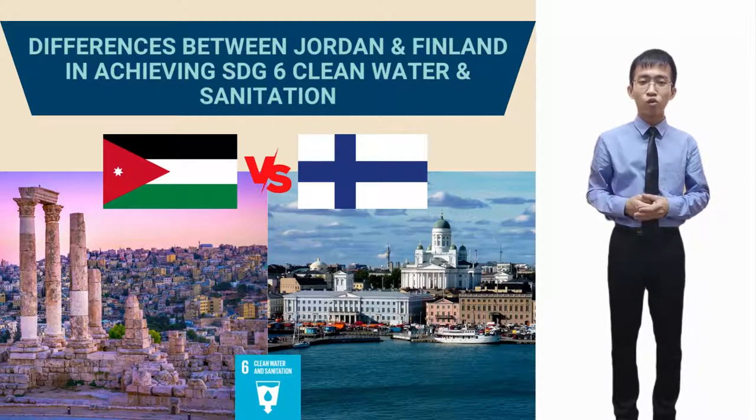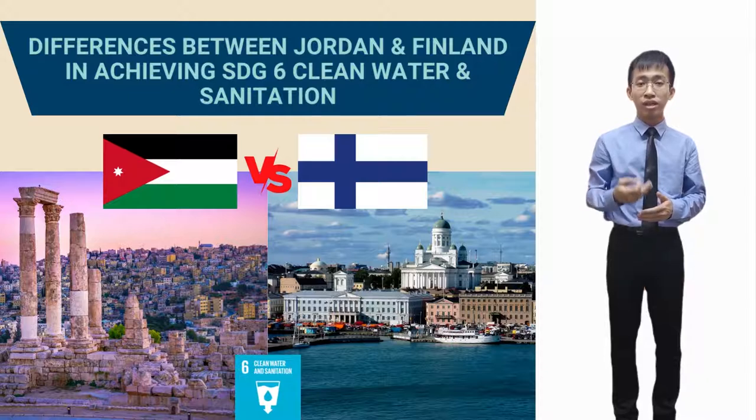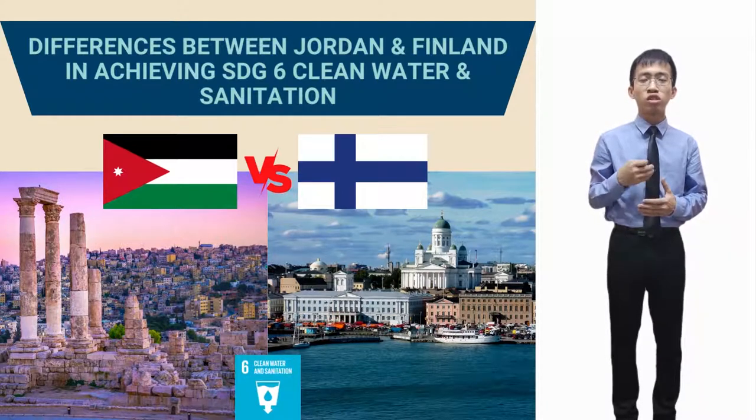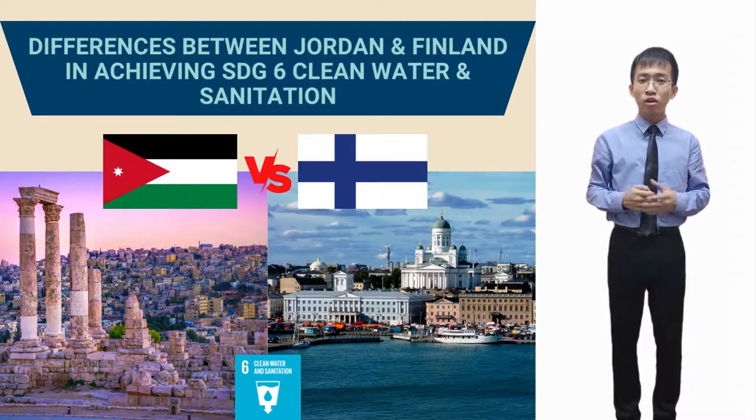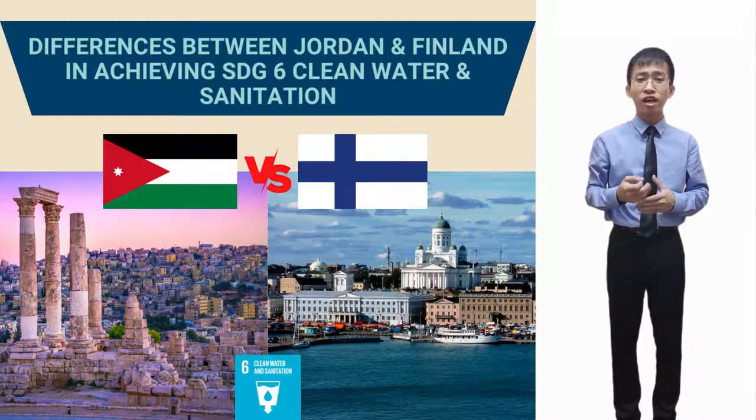Now, let us proceed with the topic, which is the differences between Jordan, which is our chosen country from the Middle East, and another country which is nearly achieving SDG 6, clean water and sanitation, which is known as Finland. Before that, do you know which part of the world Finland is located? The answer is the Europe region, or to be more specific, Finland is located in Western Europe.